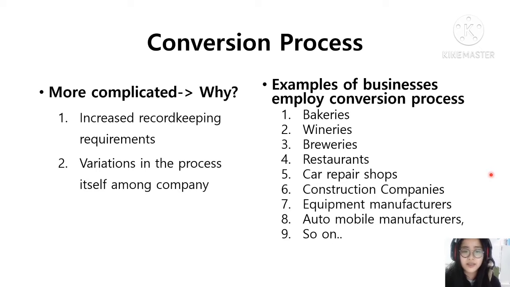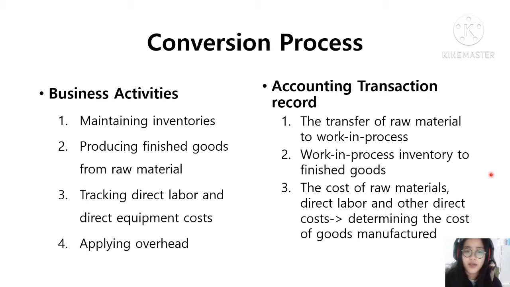There are examples of businesses that employ the conversion process: bakeries, wineries, breweries, restaurants, and so on. These are the business activities associated with the conversion process. The first one is maintaining inventories. Second, producing finished goods from raw materials. Third, tracking direct labor and direct equipment cost. Last one is applying overhead.